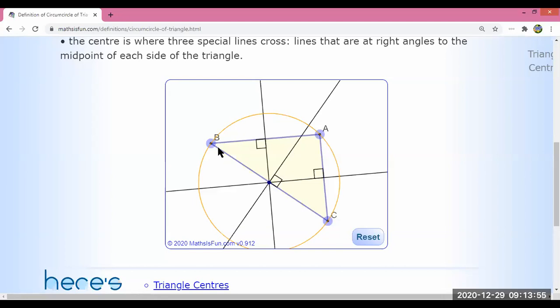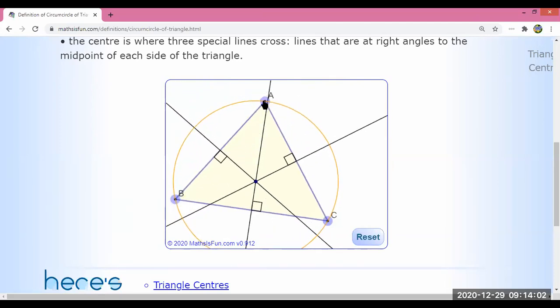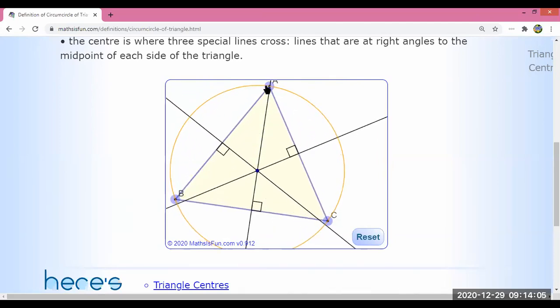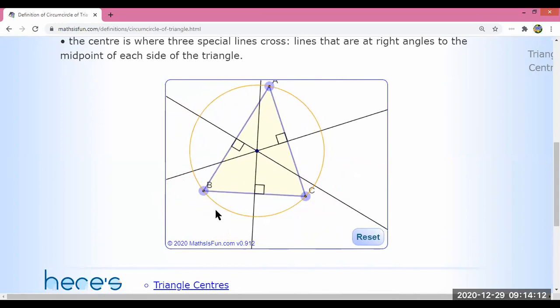Okay, now let us make it more interesting. Suppose this is an acute angle triangle. Here I am changing the triangle so that it looks like an acute angle triangle. All right, so just check, this is an acute angle triangle. All the angles are acute, and now you can see the center is inside the triangle. So for any acute angle triangle, the circumcenter will always lie inside the triangle.